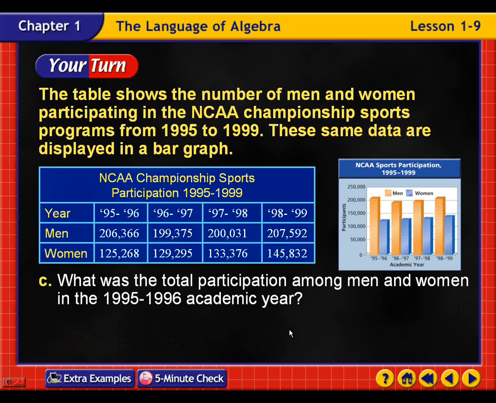And what was the total participation among men and women in 95-96? Well, if you just add these two numbers up, you're going to get 331,634. So you can see when a table of values is better than a bar graph, but you can also see the benefits of potentially looking at data in a bar graph.